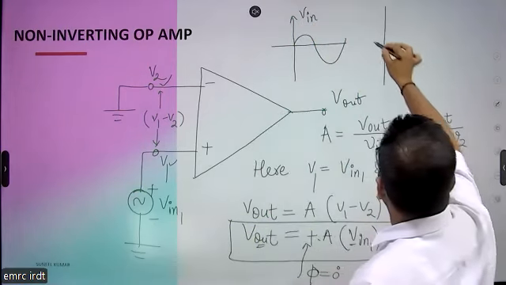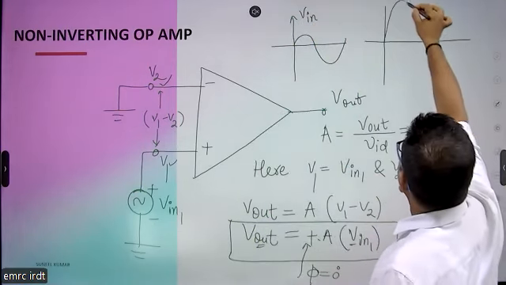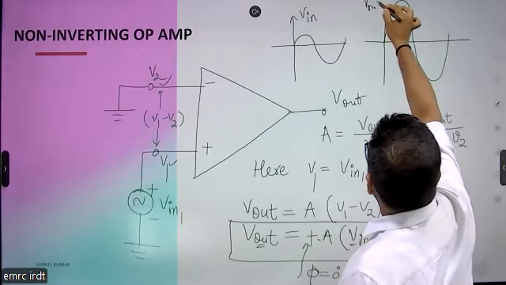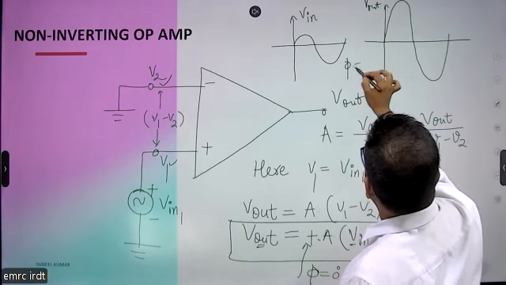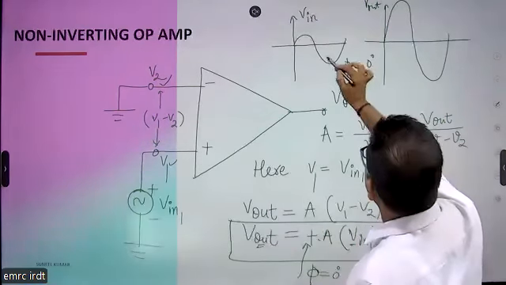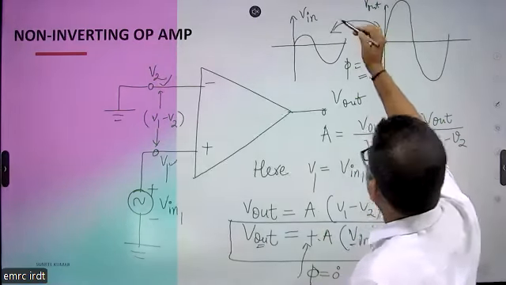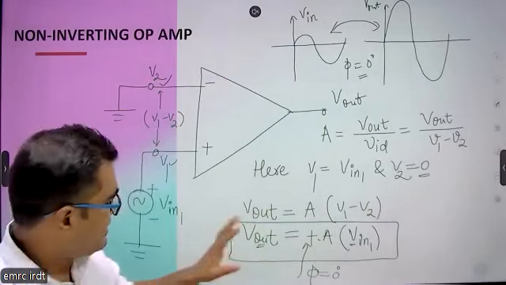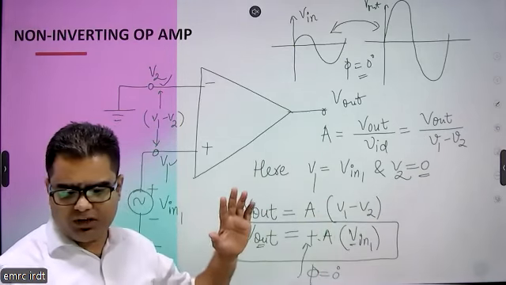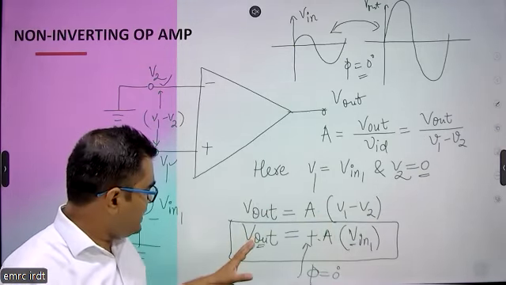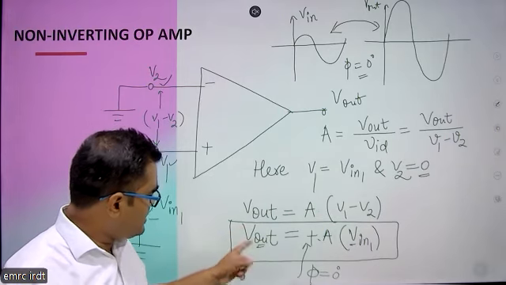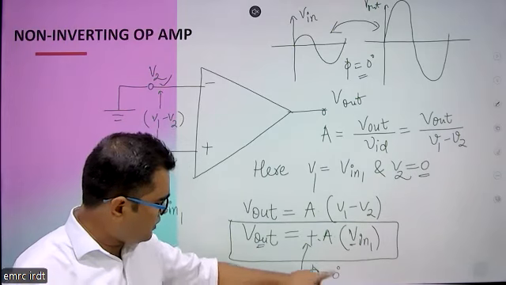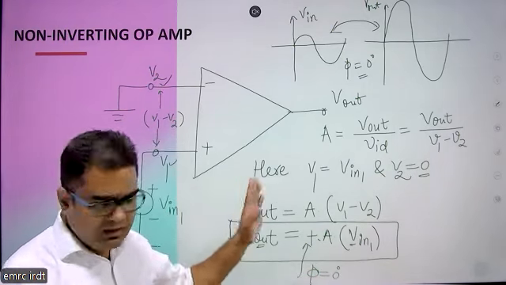So we will get output like this. The signal is amplified but in phase. This is the output, and there is a phase shift of 0 degree between this input and output. So in inverting op-amp, we are getting a minus sign. Minus sign represents that there is a phase shift between input and output of 180 degree. While in non-inverting operational amplifier, we have this plus sign. That means there is a phase shift of 0 degree between input and output.